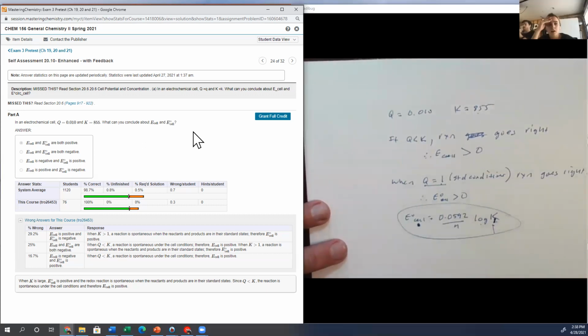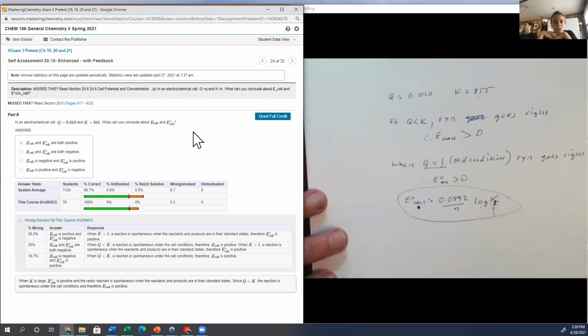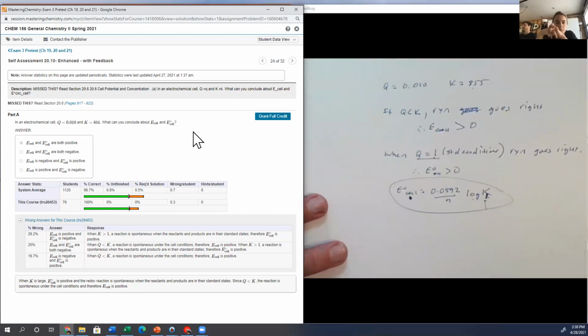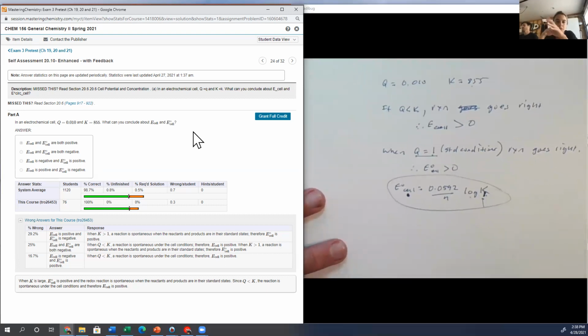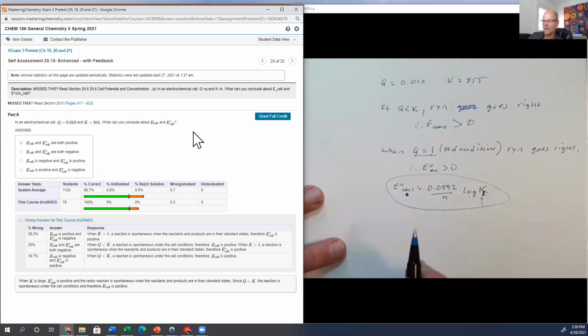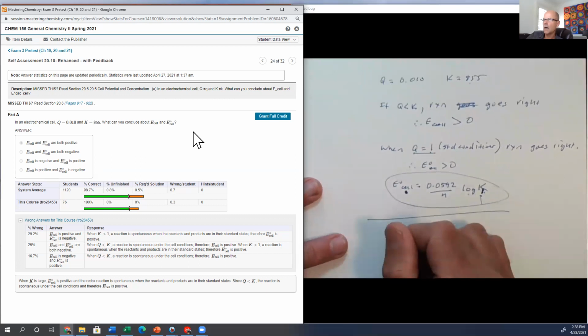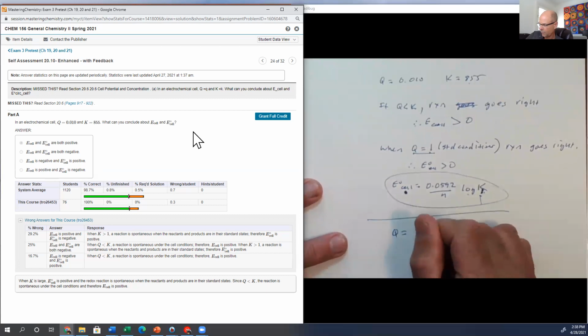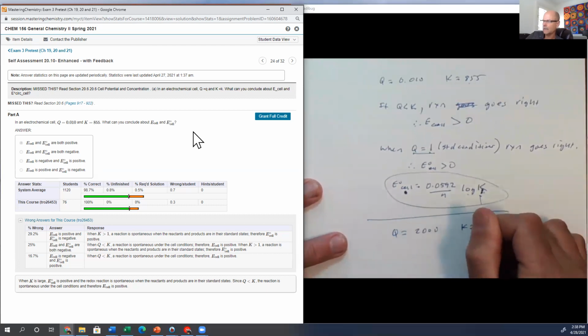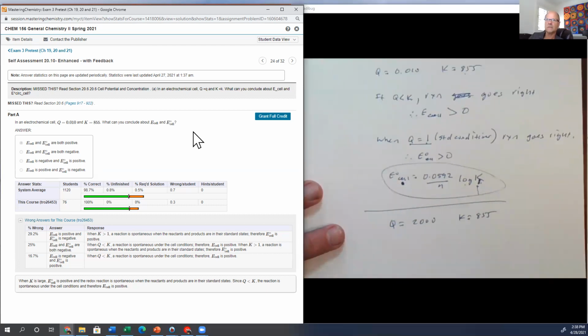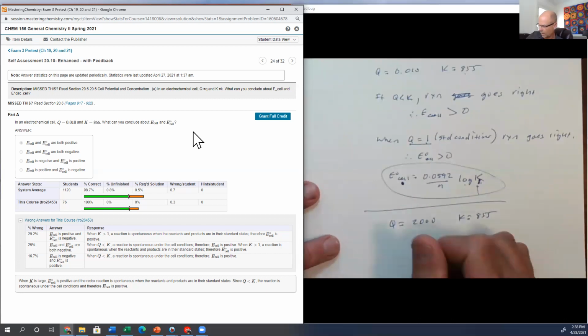And so that's going to change depending on the values of Q and K you give us, because it's not always that both E cell naught and E cell are going to be both positive or both negative. Let me give you another example. Let's suppose Q is equal to 2000 and K is equal to 855. Then what can you conclude about E cell and E naught cell?